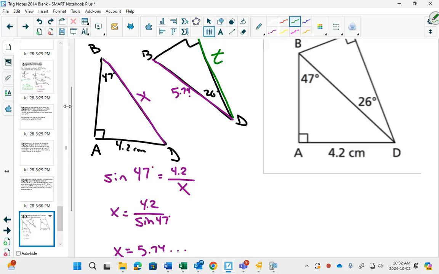And SOHCAHTOA, I know the hypotenuse, so I know I have to use sine or cosine. With the 26, the T is the adjacent side. So cos of 26 degrees equals adjacent side T over 5.74. Remind myself that I'm going to use all of those decimal places. So to get T by itself, I multiply both sides by 5.74.